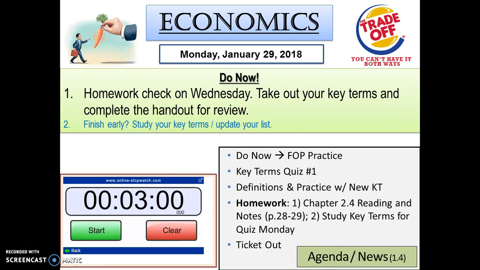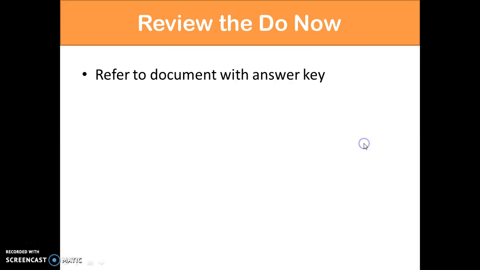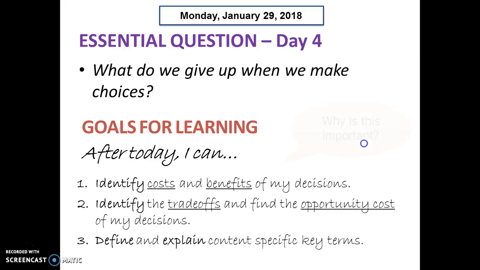Our topic is trade-offs and opportunity costs. We started off with the do now exercise, reviewing the factors of production. You can find the answer key on Schoology. Our big question: what do we give up when we make choices? We will identify costs, benefits, trade-offs, and opportunity costs.